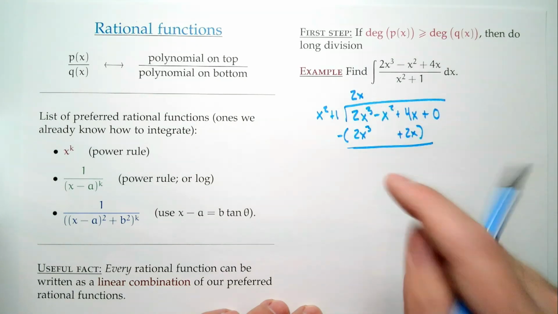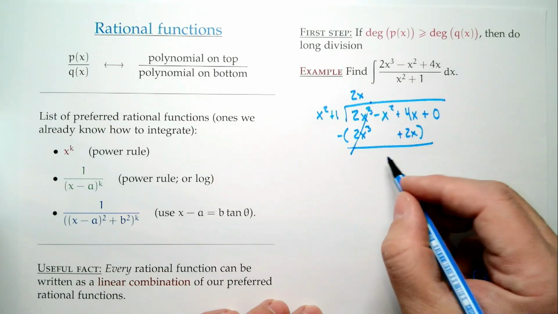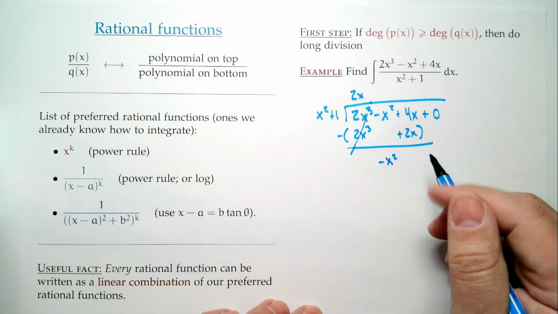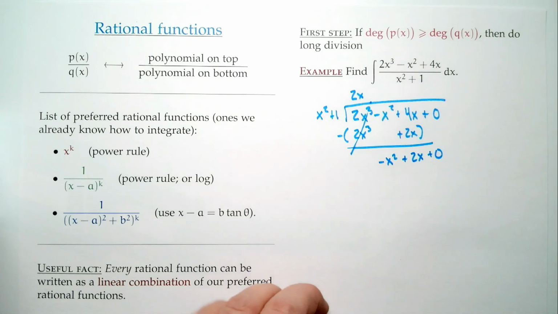Now we're going to subtract because we've already accounted for that. So we need to take away and see what we haven't accounted for. The 2x cubes cancel by design. Then there's minus x squared. And then 4x minus 2x is plus 2x. I'll go ahead and bring the 0 down.